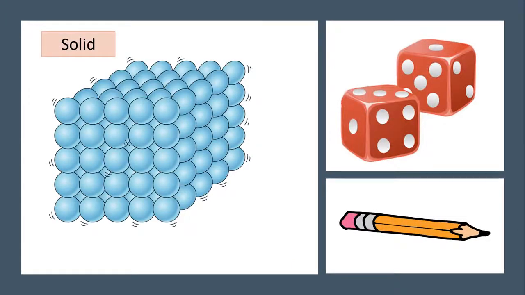Let us talk more about solids. Here you can see examples of solids, a pencil, the dice that you play with, and these are the particles of the solid that are compactly placed next to each other, and you do not see any space between the particles of the solid substances.